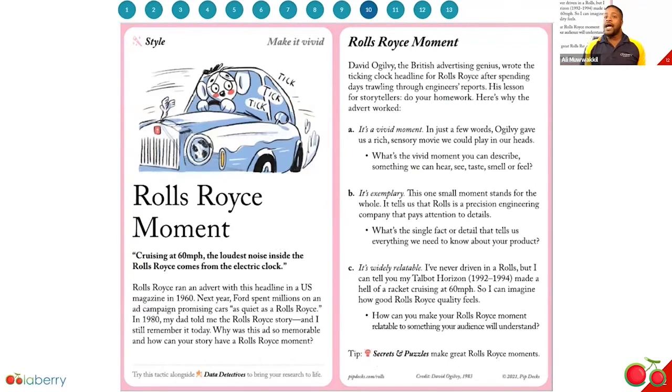Remember I told you guys I used the Rolls-Royce moment first. I actually stole a little bit of it. I made it my own, but it was basically stolen. So I know you guys will recognize a piece of this because I use it at the beginning and at the end. "Cruising at 60 miles per hour, the loudest noise inside the Rolls-Royce comes from the electric clock." This was a huge marketing ad that really did well for Rolls-Royce back in the 60s.